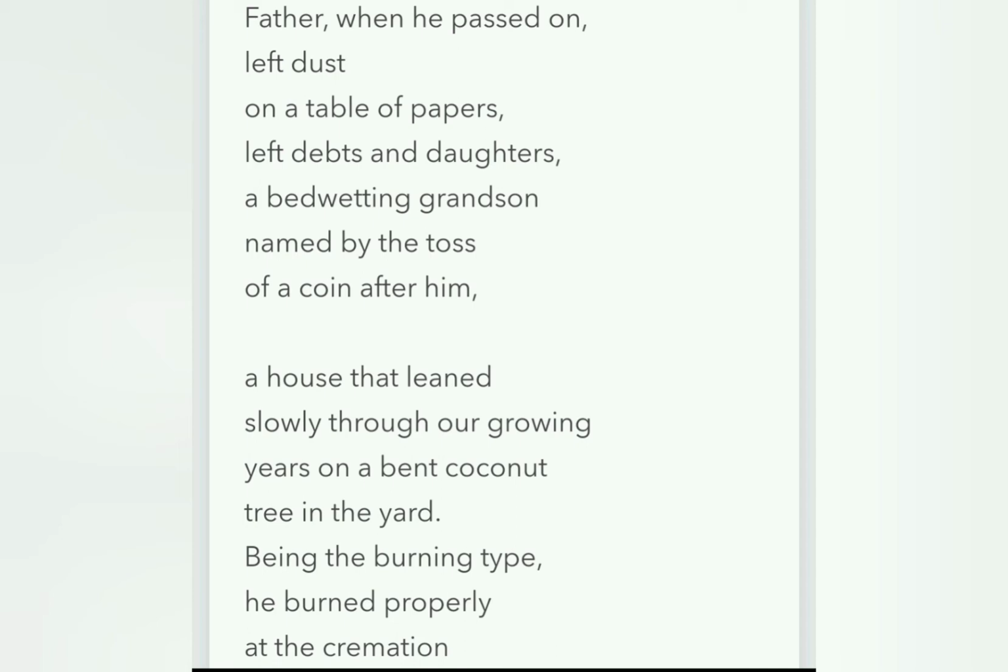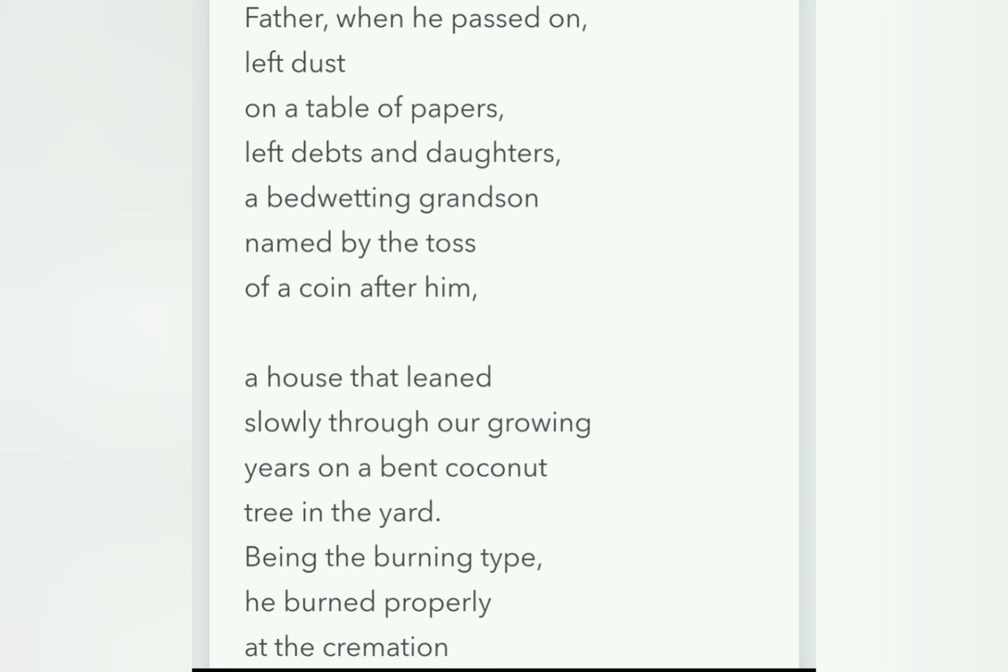Next, the poet continues to say what his father has left behind. It is a house that leaned slowly through our growing years on a bent coconut tree in the yard. So it means that the poet has inherited a house which is leaning on a coconut tree. That means the house is in a very bad condition.